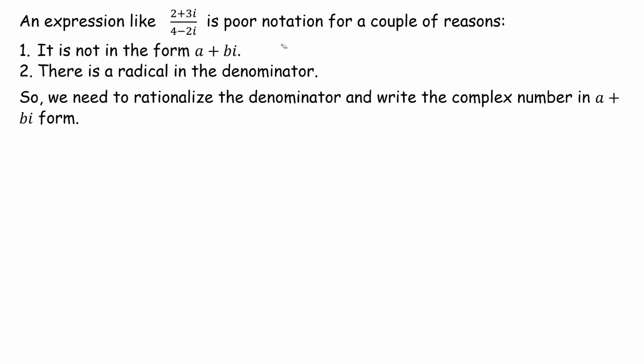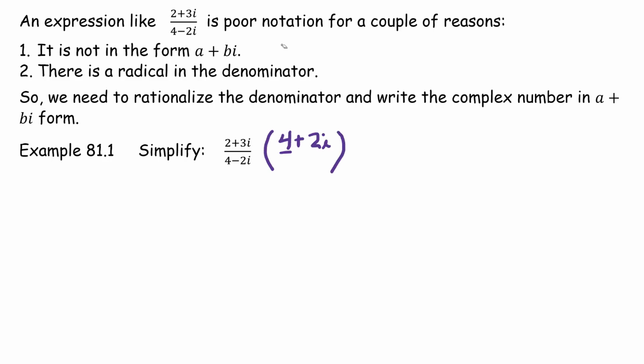And the way we do that is exactly the same way that we deal with any fraction that has a radical in the denominator. We need to rationalize it, get the radical out of the denominator, and in this kind of situation, we will multiply the top and the bottom, the numerator and the denominator of this fraction, by the conjugate of the denominator. So the denominator is 4 minus 2i, which means its conjugate is 4 plus 2i. So we're going to multiply the top and the bottom of this fraction by 4 plus 2i.